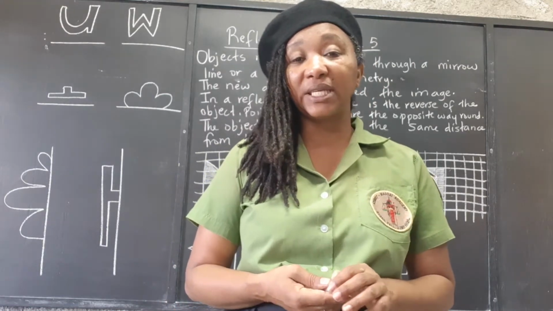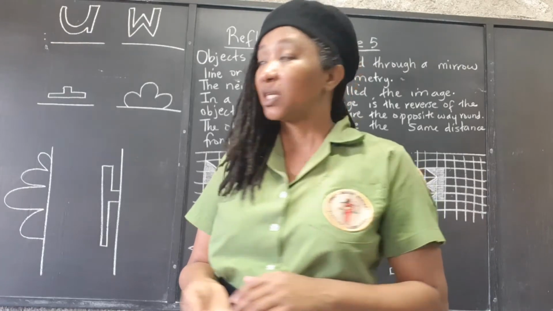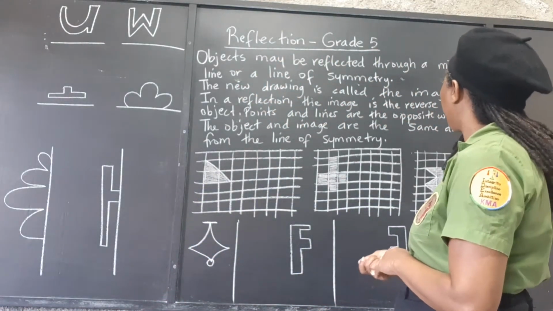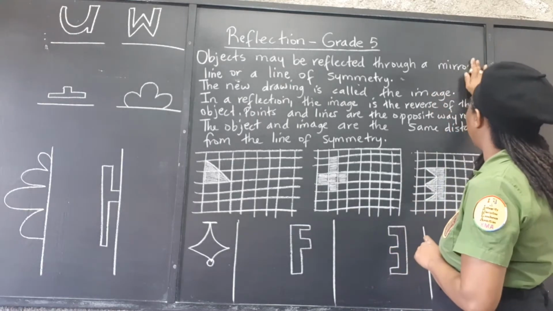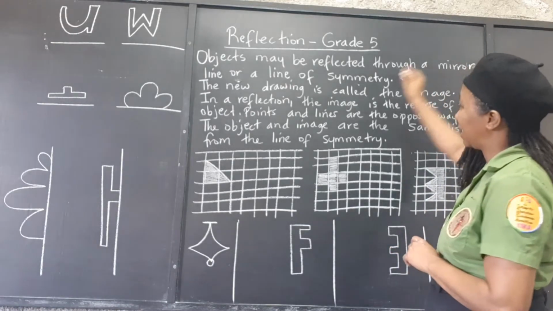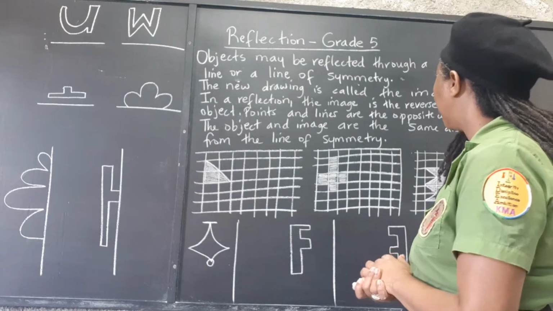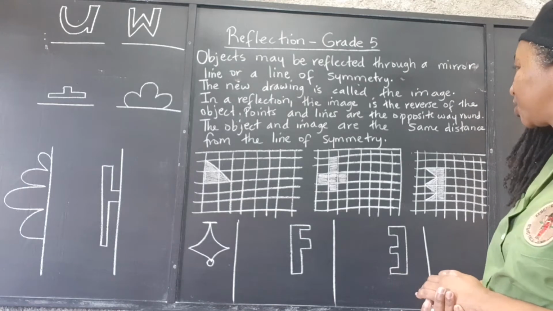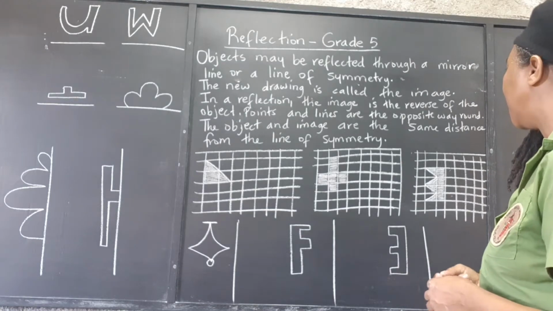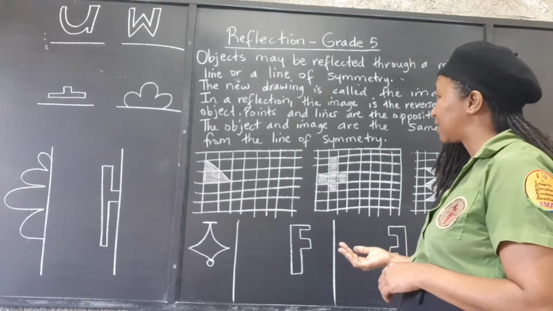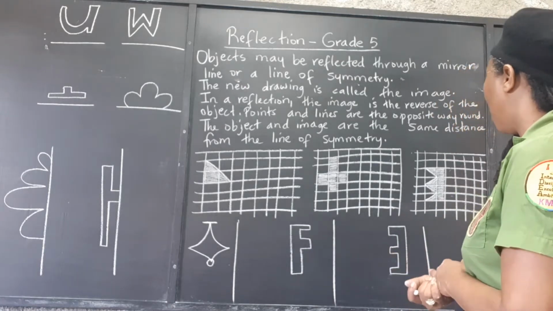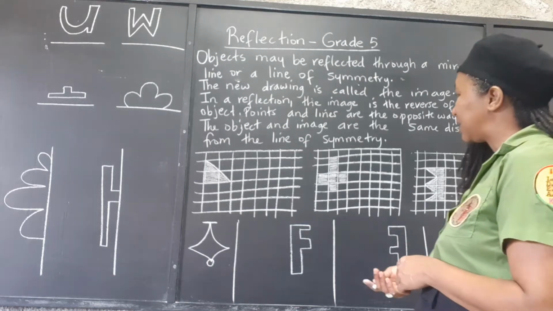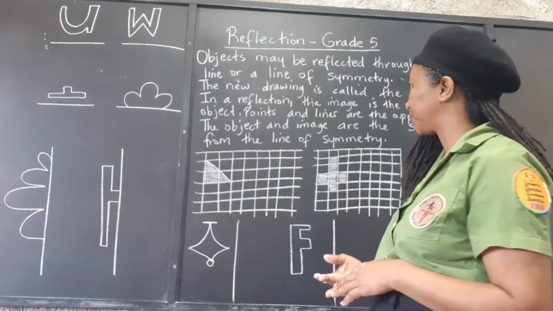Now there are properties of a reflection. So let's read. It says objects may be reflected through a mirror line, or a line of symmetry. The new drawing is called the image. In a reflection, the image is the reverse of the objects. Points and lines are the opposite way around. The object and image are the same distance from the line of symmetry.